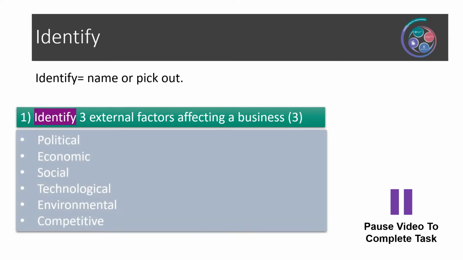So just going over the answers then. Now obviously I have got 6 answers here, but you wouldn't need to do that. You would just need to bullet point your answers like so. Political, economic, social, technological, environmental, and competitive.